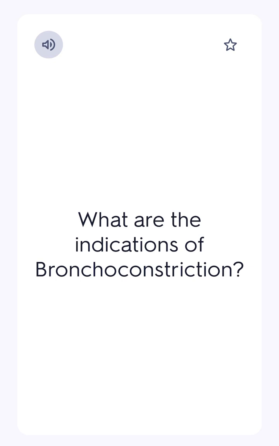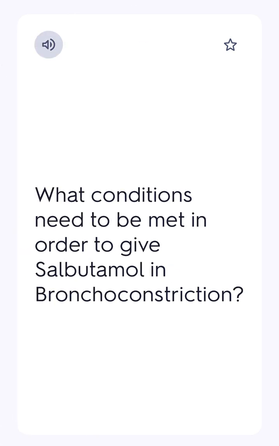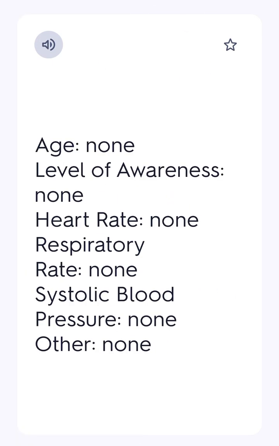What are the indications of bronchoconstriction? Respiratory distress and suspected bronchoconstriction. What conditions need to be met in order to give salbutamol in bronchoconstriction? Age, none. Level of awareness, none. Heart rate, none. Respiratory rate, none. Systolic blood pressure, none. Other, none.